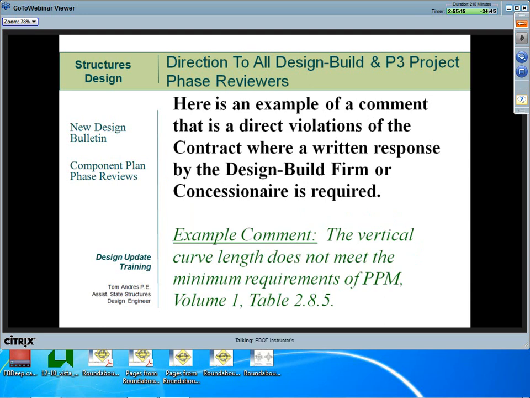Here is an example of a comment that is a direct violation of the contract where a written response by the design build firm or concessionaire is required. In this example, the vertical curve length does not meet the minimum requirements of PPM Volume 1, Table 285. So there you go. It's pretty straightforward. Direct violation is being denoted in the comment with the reference.